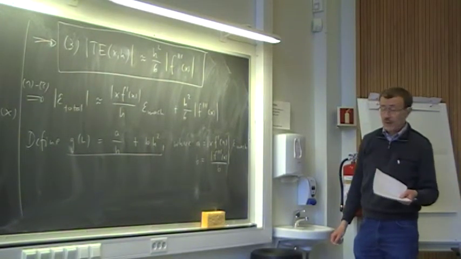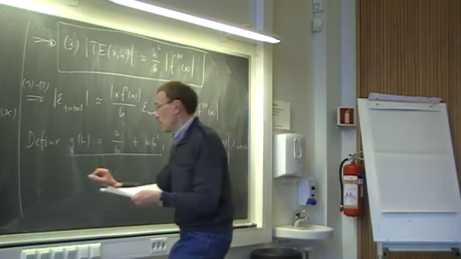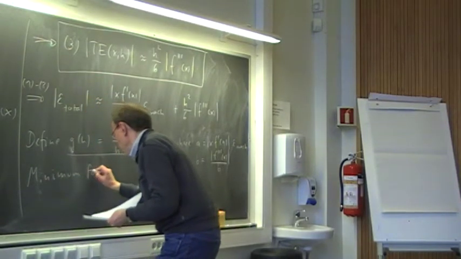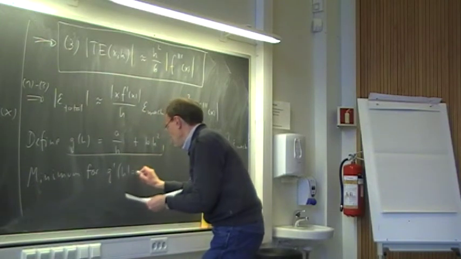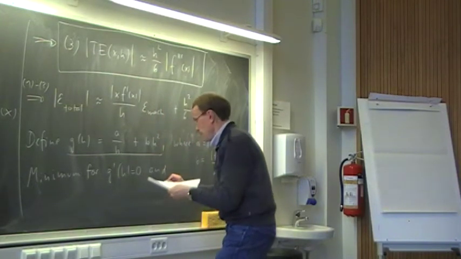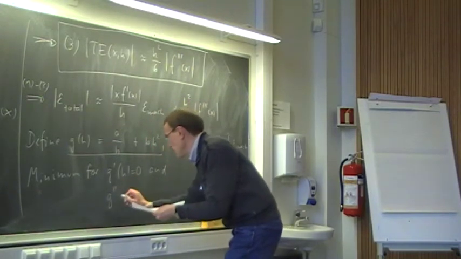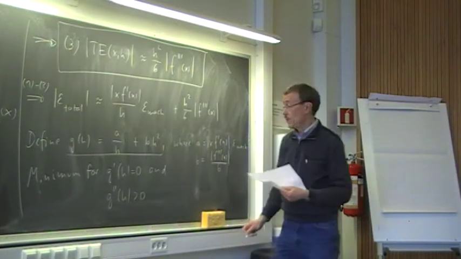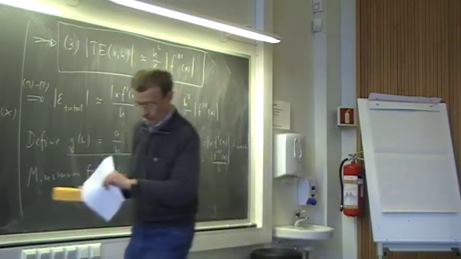Now we have to minimize this function. This is an easy task. We have the minimum for g prime of h equal to 0, and we have to check that for this minimum the second derivative of g is greater than 0, to be sure that it is a minimum. So then we just do that.